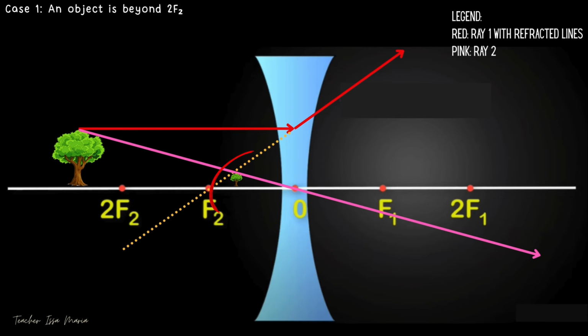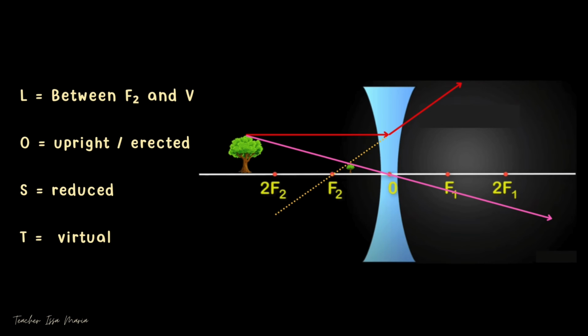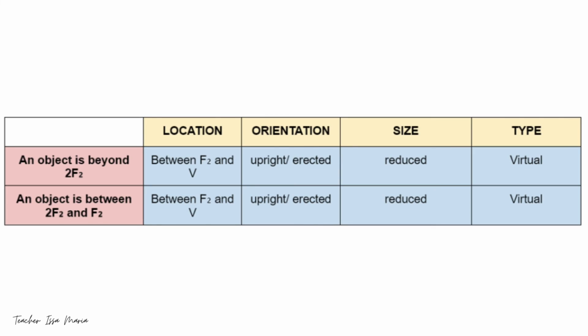And what do we notice? The image is always upright, diminished, and virtual, no matter where you place the object. That's why concave lenses are used in glasses for nearsighted people, in peepholes of doors, and other devices where we need a wider field of view.